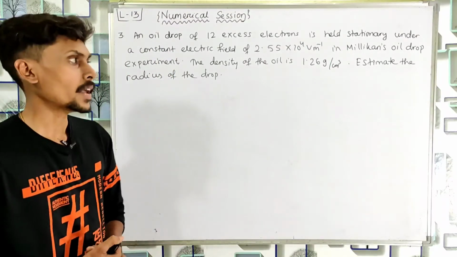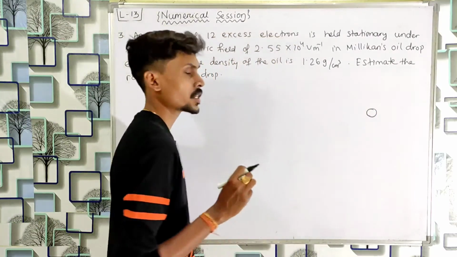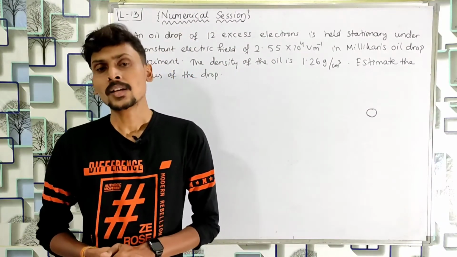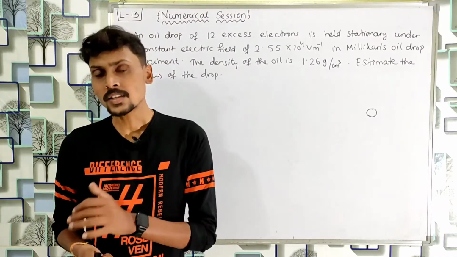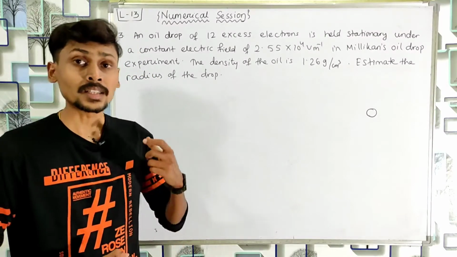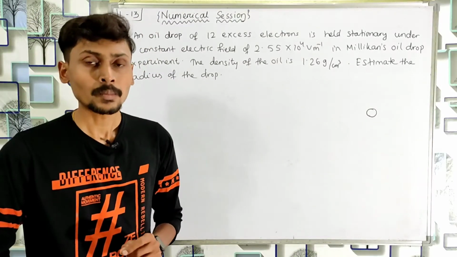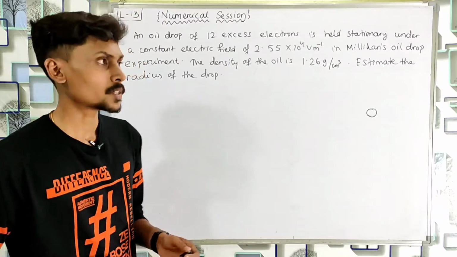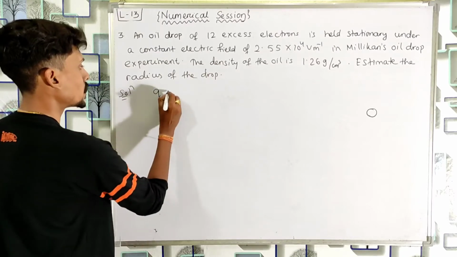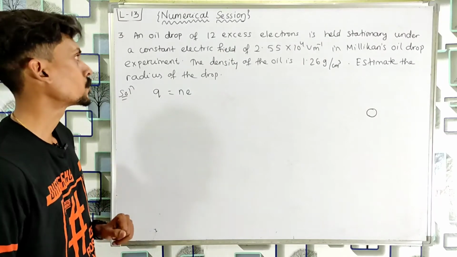So in the question it is given that we have an oil drop, and this oil drop has 12 excess electrons. So students, we know that if a body has excess electrons or less electrons, then it is charged, and when a body has excess electrons, it is negatively charged. So this oil drop has 12 excess electrons, meaning this oil drop carries a negative charge. And what is the magnitude of negative charge? The magnitude of negative charge is given by n into e, where n is the number of excess electrons.